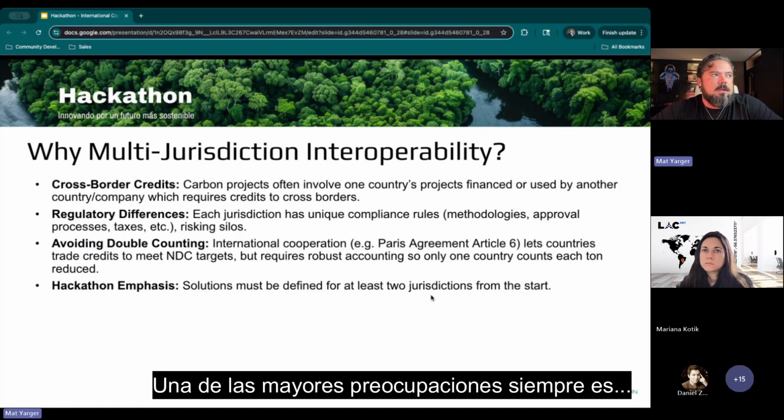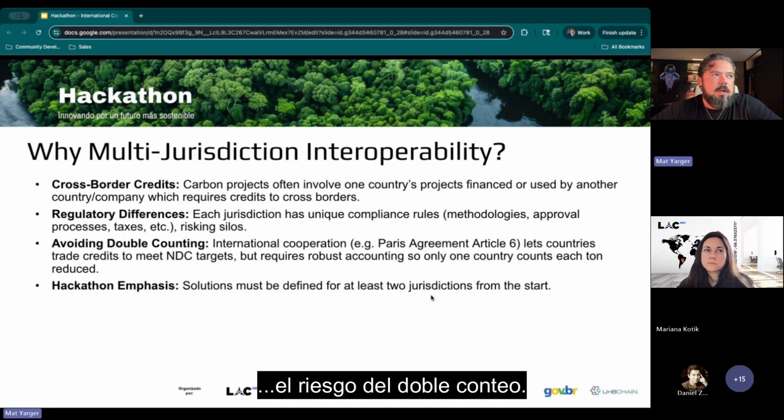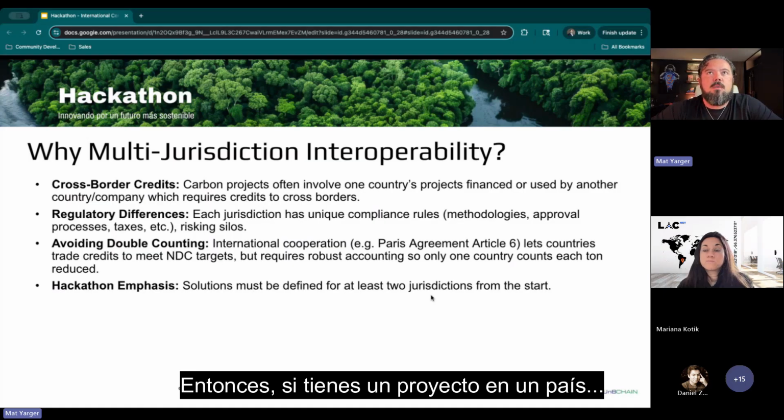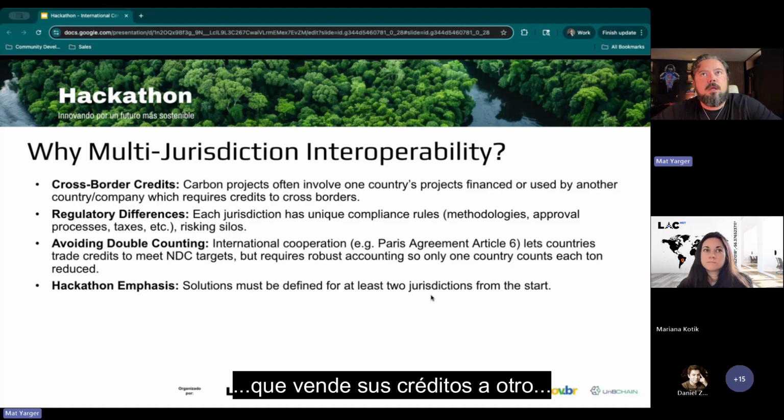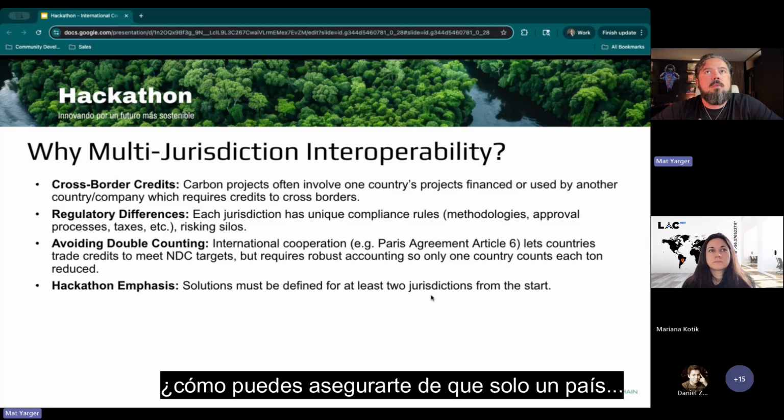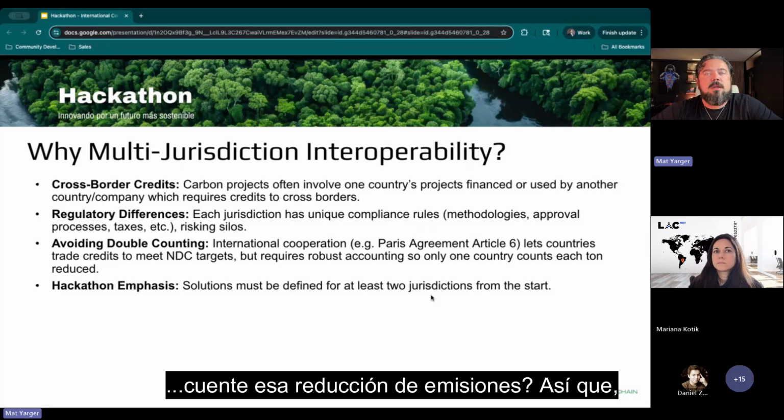One of the biggest concerns is always the risk of double counting. So if you have a project in one country that's selling its credits to another country, how can you ensure only one country is counting that emissions reduction?